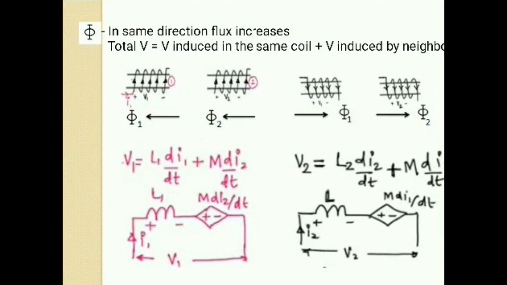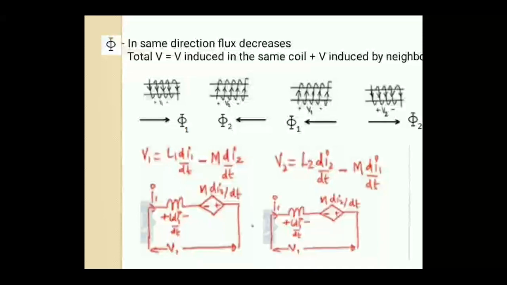By using the thumb rule, we find it. So the total flux increases. We get the same equivalent circuit for this also. I think now you will be clear about this. Okay. This is the second case.